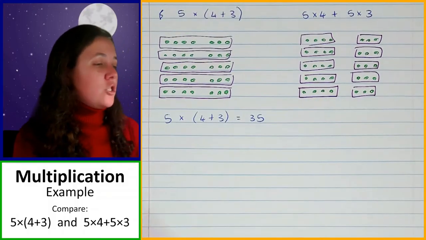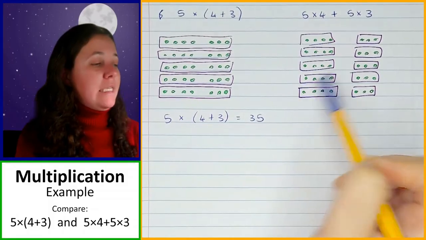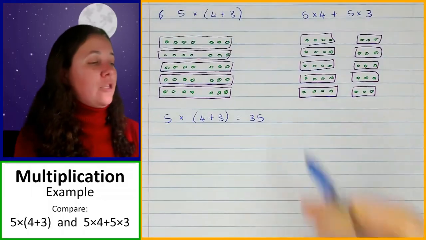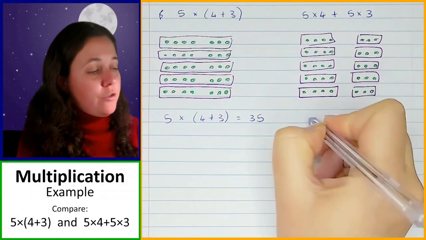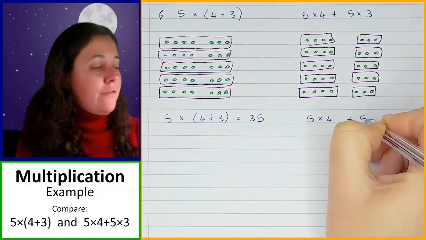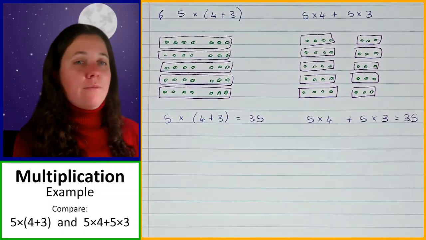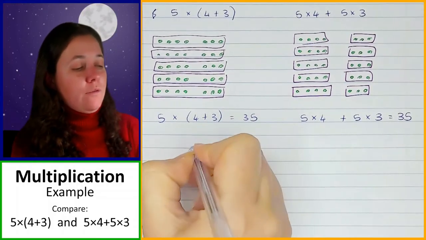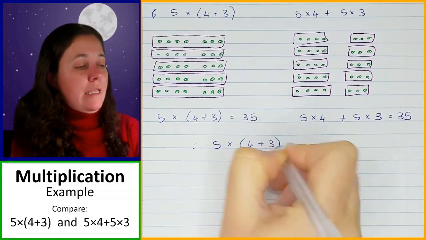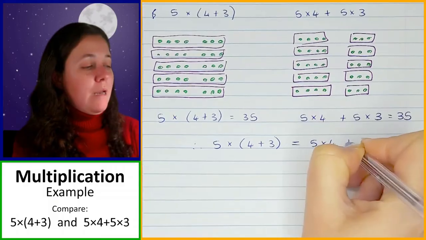Okay. So, now I've got over here, 5 groups of 4, that gives me 20, and 5 groups of 3, that gives me 15, which also, if I add those together, will give me 35 as well. So 5 multiplied by 4 plus 5 multiplied by 3 also gives me 35. So then I can say, therefore, 5 multiplied by 4 plus 3 is the same as 5 times 4 plus 5 times 3.